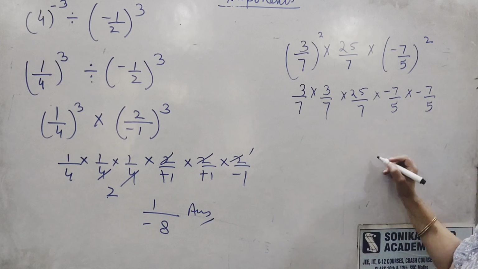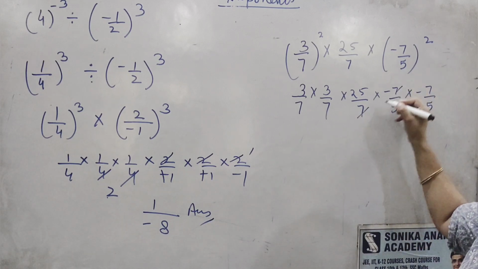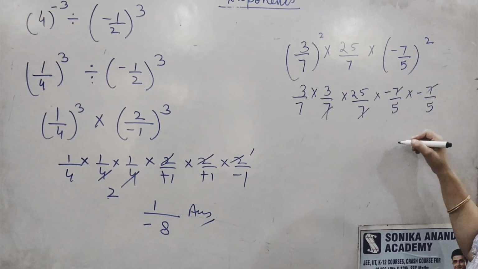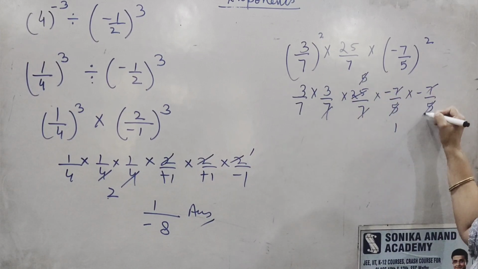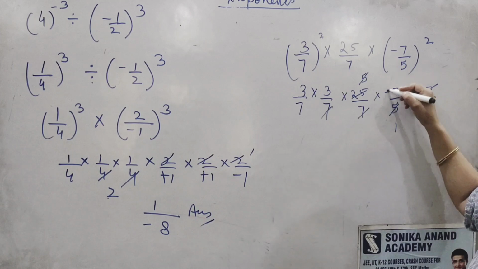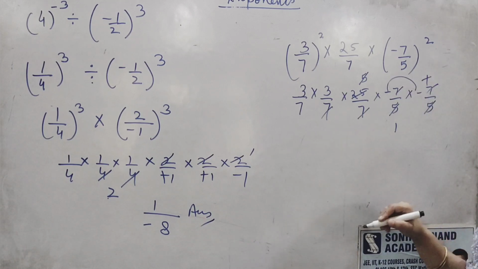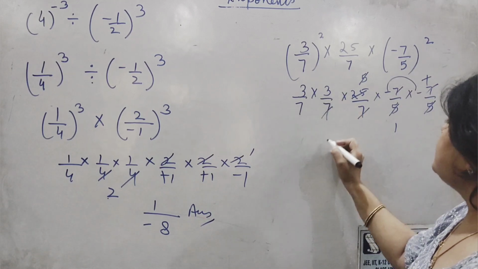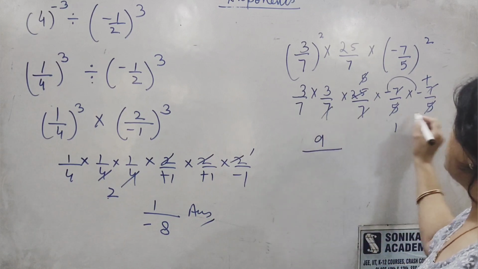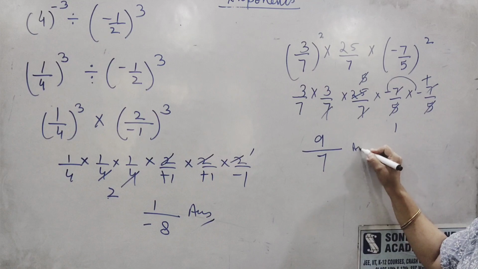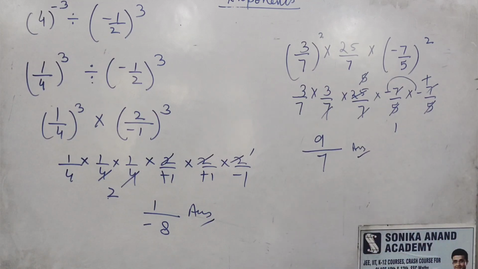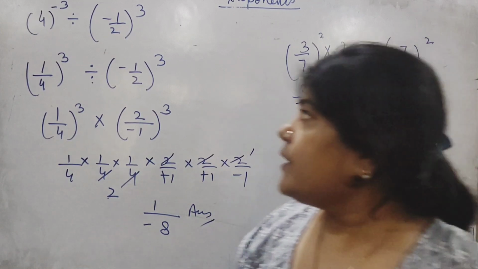What will cancel? 7, 7, 7 and 7. 5 ones are 5, 5 5s are 25. 5 ones are 5. It cuts. So minus minus becomes plus. Now 3 3s are 9. In the denominator only we have 7. So this is your answer. Clear? Now next question.